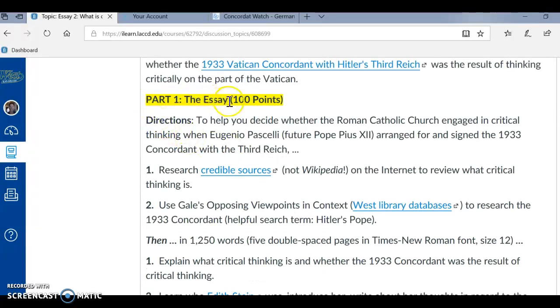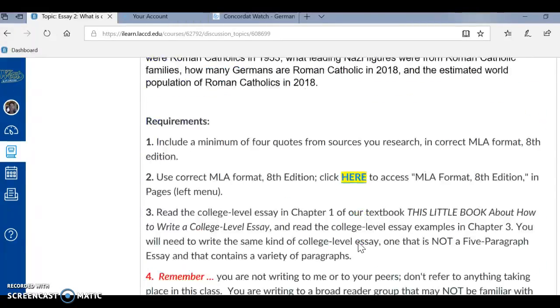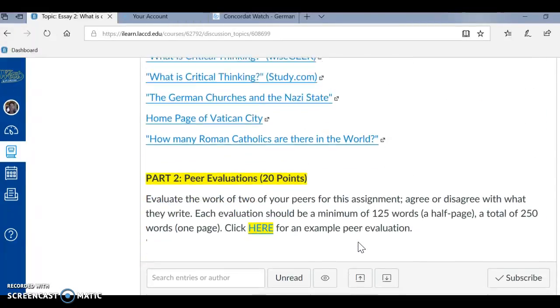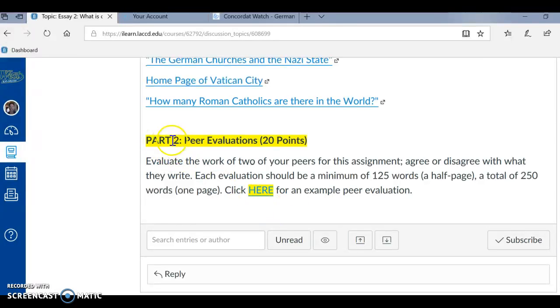Part 1 is the essay. It's worth 100 points. It has a minimum word count of 1,250 words or 5 double-spaced pages. All right, let's scroll down the screen to Part 2. What is Part 2? Part 2 is the peer evaluations, which are worth 20 points.